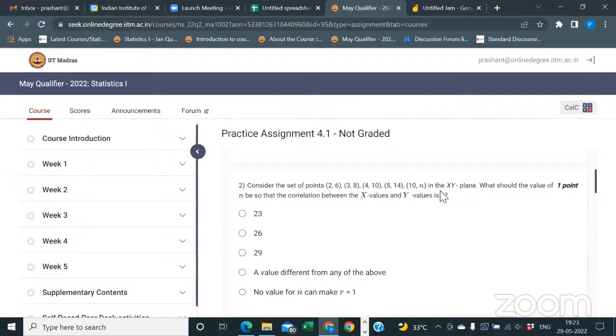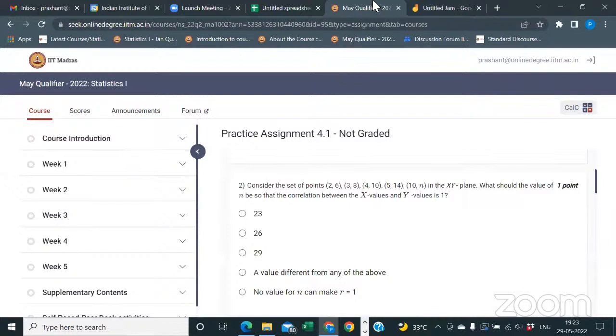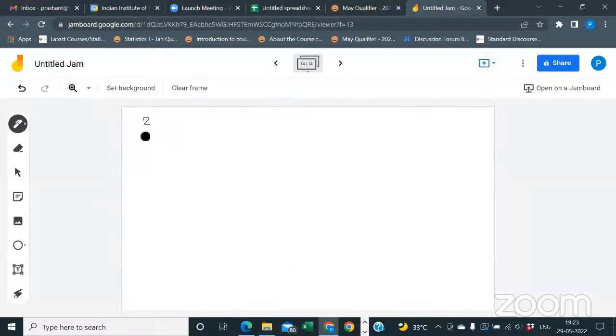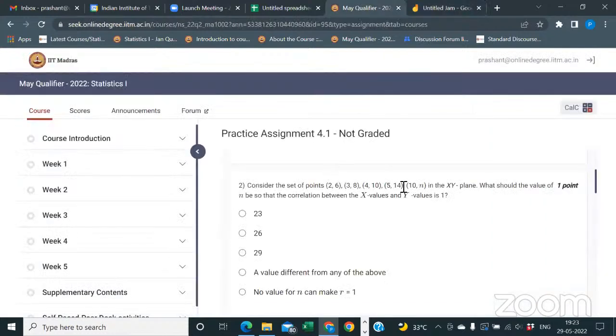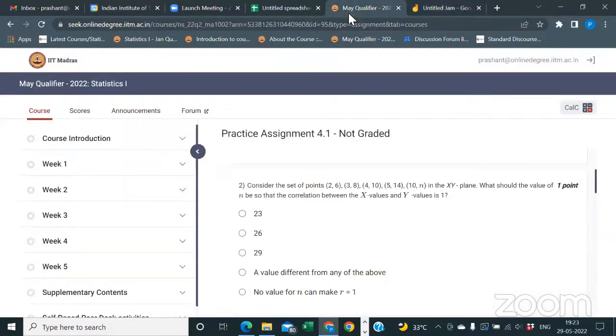Consider the points in the xy plane. What should be the value of n so that the correlation between x values and y values is 1? Okay. Yes, sir. You can use the R formula directly. See, what does the xy plane mean? First observation will be for x 2, and y 6; then 3, 8; 4, 10; 5, 14; up to 10, n. So x is 2, 3, 4, 5, 10 and y is 6, 8, 10, 14, n. It is asking what should be the value of n so that the correlation between these is 1.